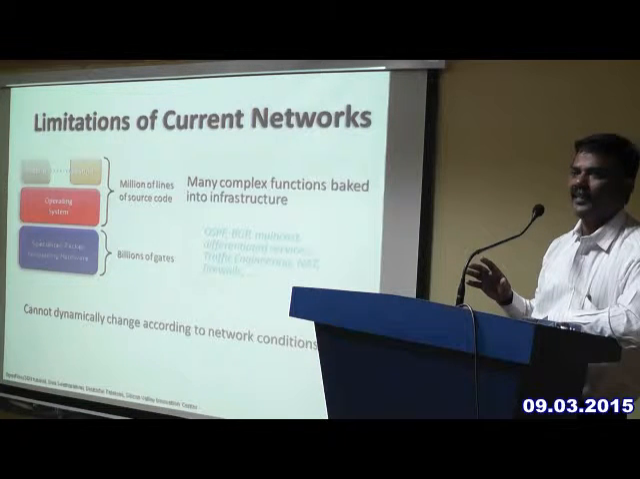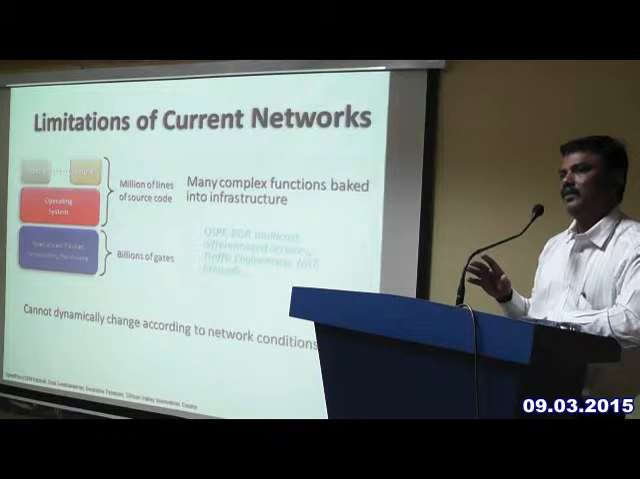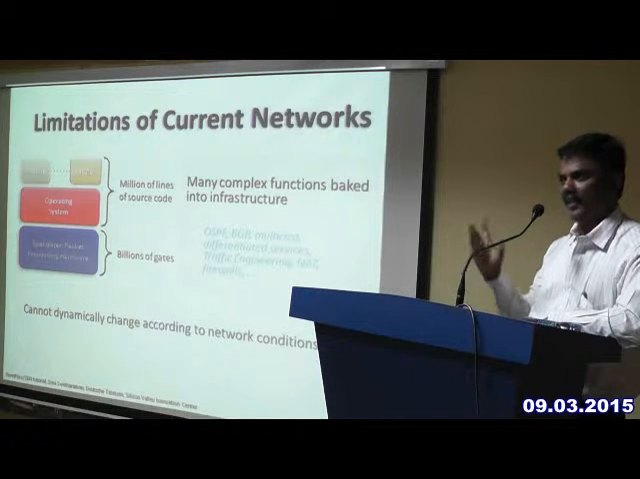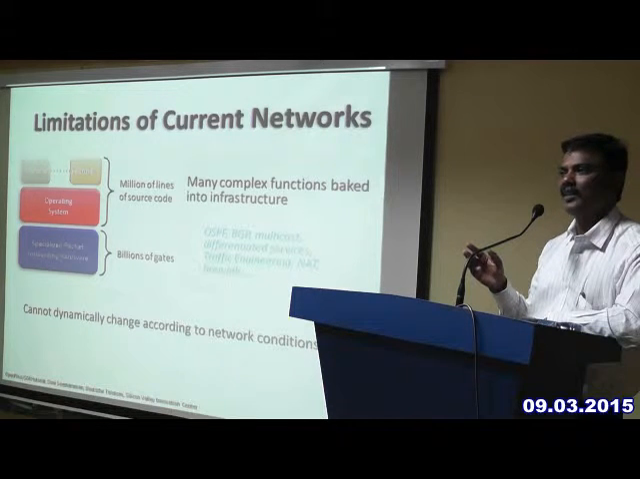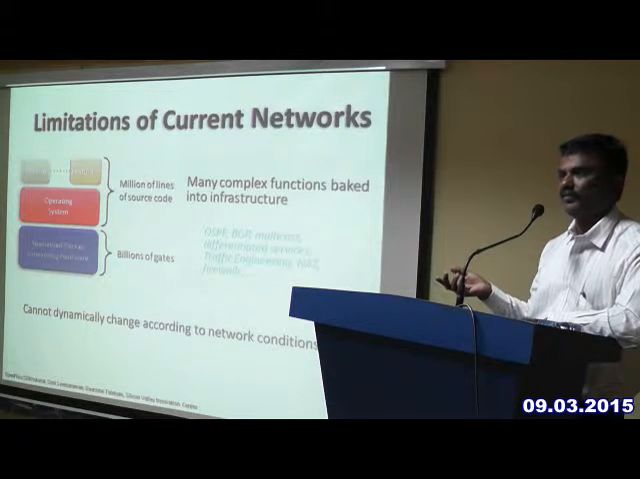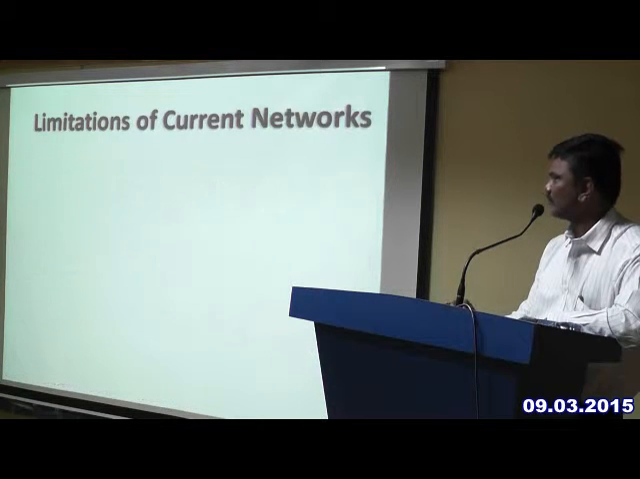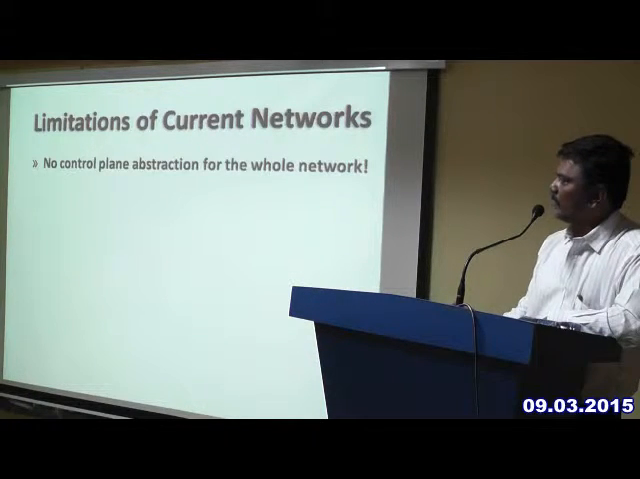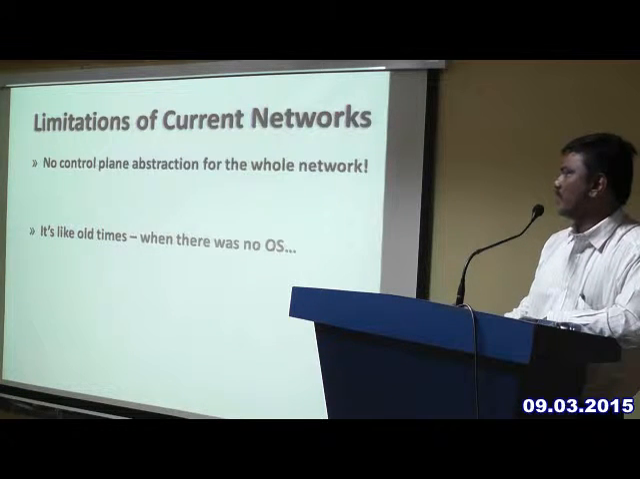So as per the latest definition, intelligence is all about dynamism. Intelligence is all about adaptiveness. Intelligence is all about efficiency in making the data smarter, a smarter way of sharing the content. There is no control plane abstraction for the whole network. It's like the old times when there was no OS.